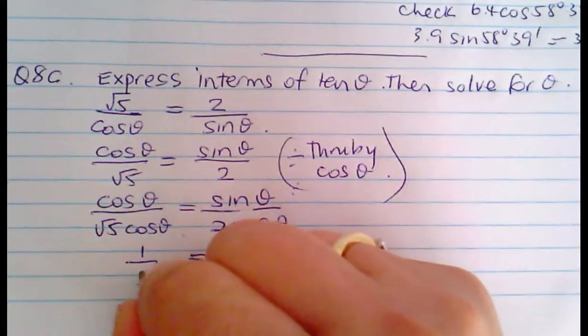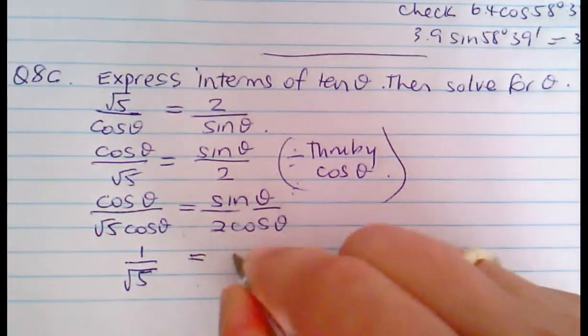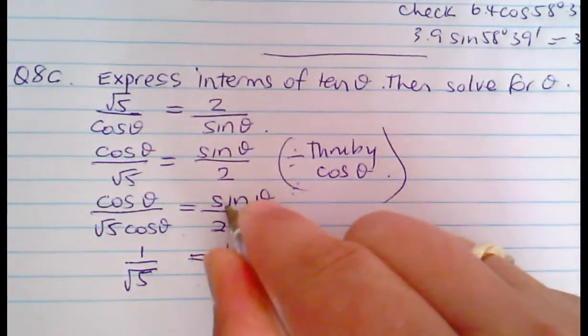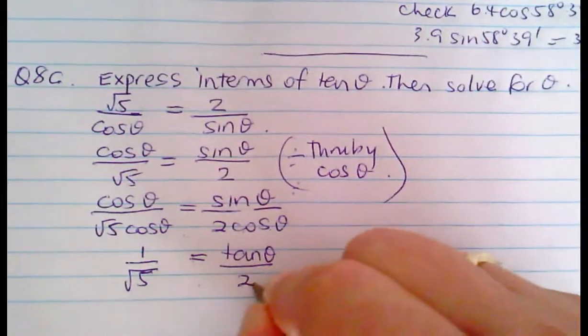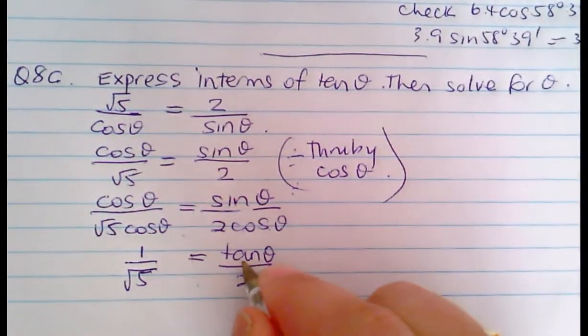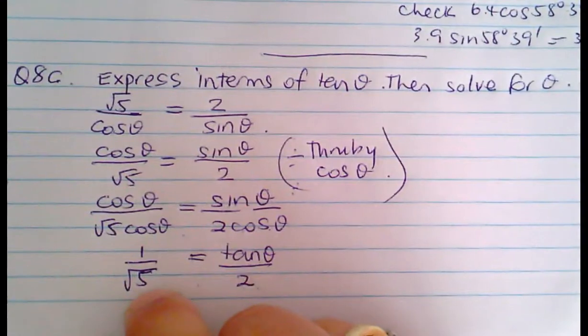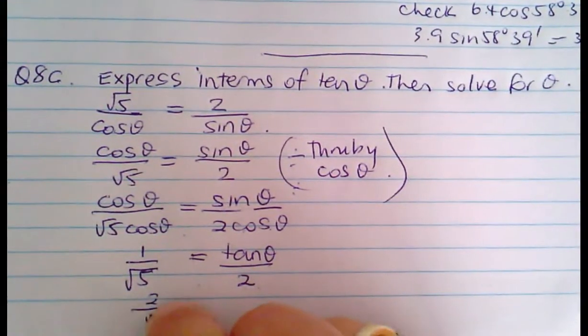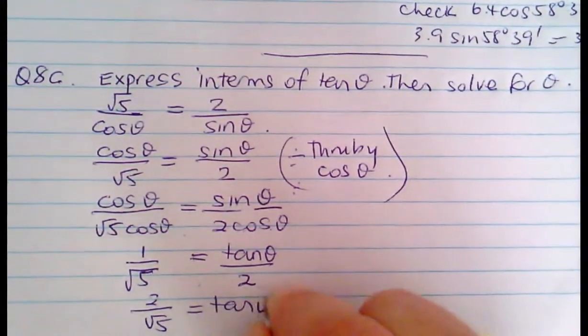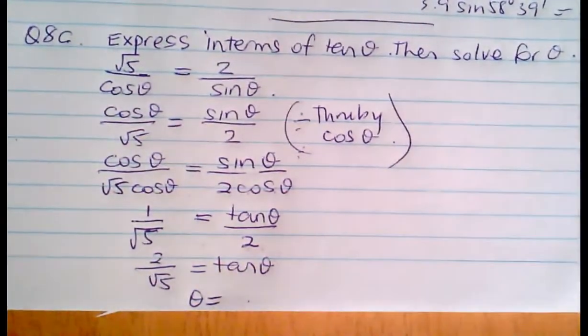And remember, sine theta on cos is tan, and cos on cos is 1. So I've got 1 over root 5, and this is tan theta, but because the sine over cos becomes tan, I've still got a 2 on the denominator. Remember, instead of divide by 2, if you want to get rid of this 2, it's times by 2. So we've got 2 times 1 on root 5, which is 2 over root 5 equals tan theta. And then you can just use your calculator to work out theta.